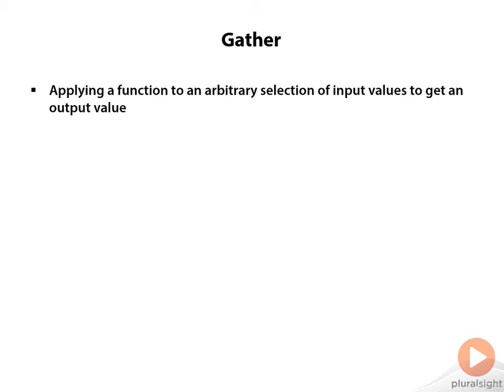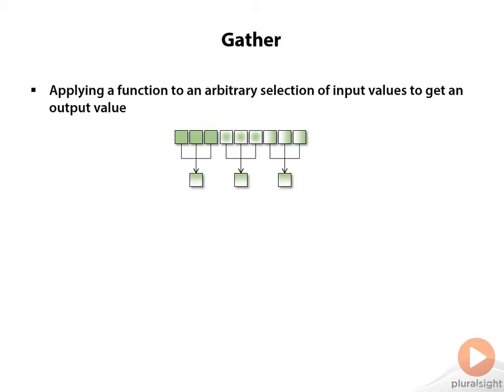So the next parallel computing pattern that we're going to look at is also rather simple. And the idea is that you have a function that you apply to an arbitrary selection of input values to get the output value. So you have some inputs and you pick a selection of them to make up your final value. So essentially it's kind of like a function that picks the inputs from somewhere using a particular method and puts the output value back to where you want.